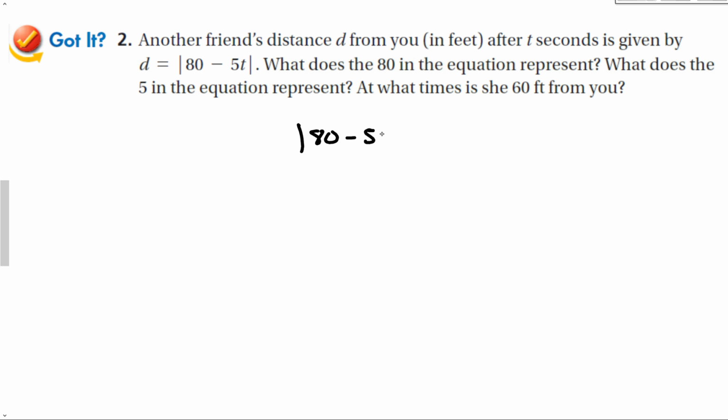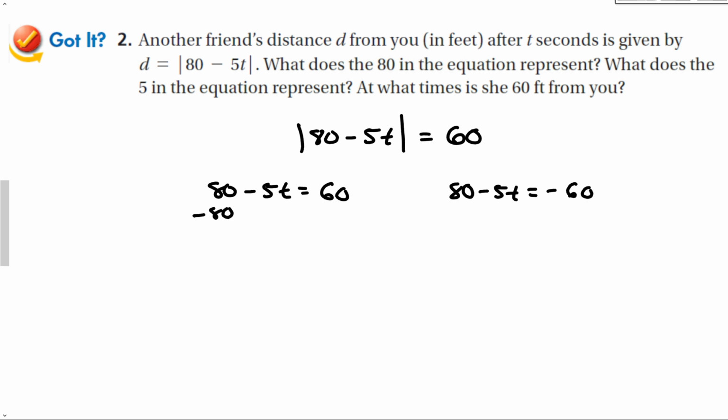Okay? So we're going to try to solve this. 80 minus 5t. And I want to know when she is 60 feet away. So we're going to get 80 minus 5t is equal to 60, and 80 minus 5t is equal to negative 60. Subtracting 80 from both sides, negative 5t is equal to negative 20. Divide out the negative 5, and we have that t is equal to 4.